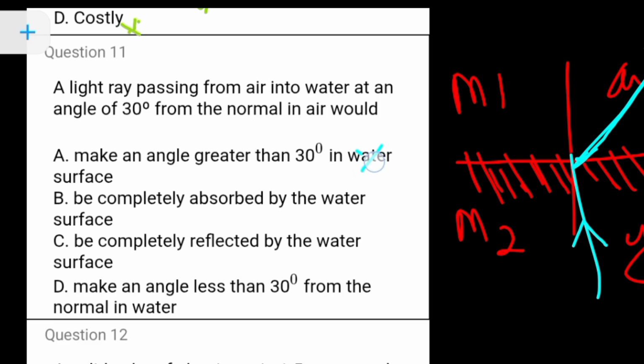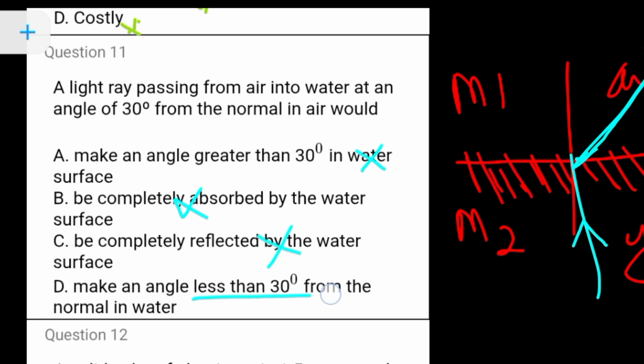So this one is wrong. Be completely absorbed by the water surface. So if it's refraction, it will not be completely absorbed. Some will be refracted, some will be reflected. So will be completely reflected by the water surface? No, some will pass through. So it will not be complete reflection.